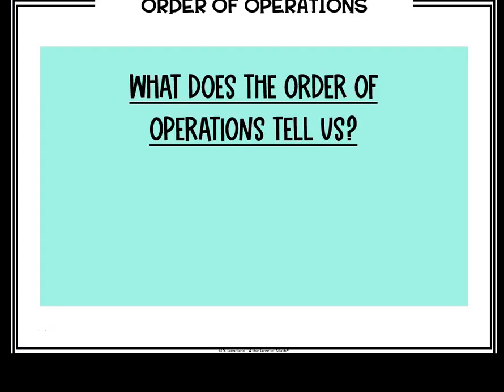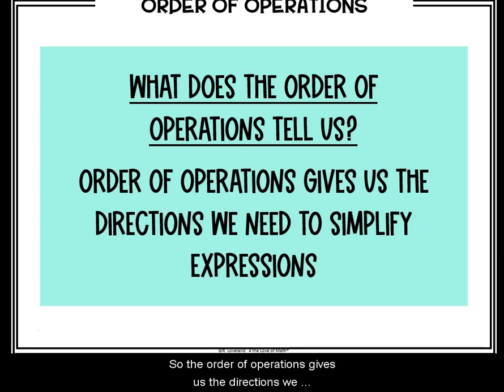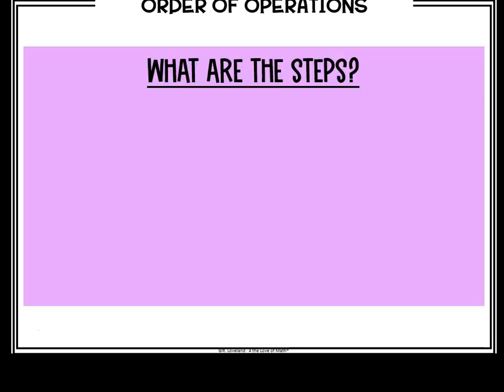Order of operations. What does the order of operations tell us? Well, first we have to think about what order of operations even means. What is an operation? An operation is something like addition, subtraction, multiplication, division. It's things that we do when we're solving math problems. So order of operations gives us the directions we need to simplify expressions. It tells us which operations we do first, which operations we do next, which operations we do last. It gives us an order for how we simplify a problem.